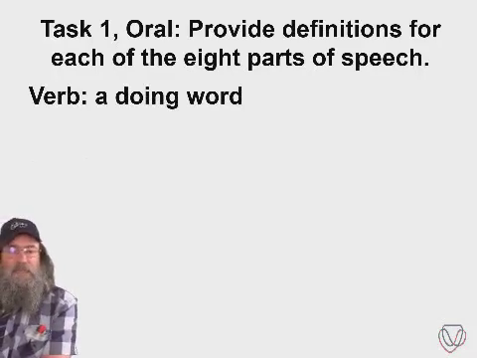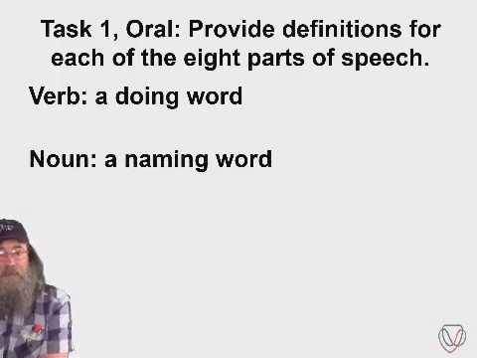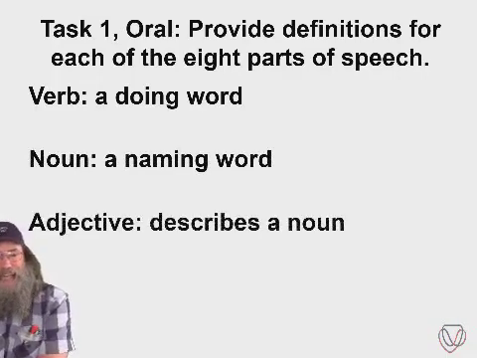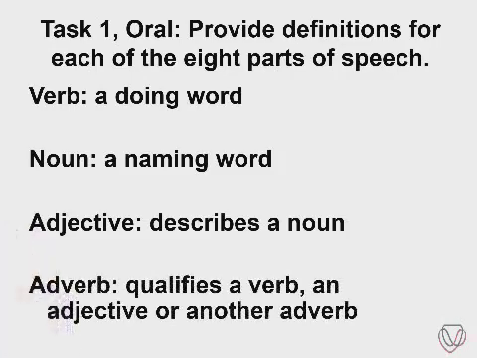A noun then is a naming word. Also a grade 2 definition, but it's the correct one. Things now get a little bit more complex with an adjective, which describes a noun. Now here, after that, we get the adverb, frequently misdescribed. Watch here. An adverb does not describe, it qualifies, or you can use the word modifies, a verb or an adjective or another adverb. There's a technical definition for you.